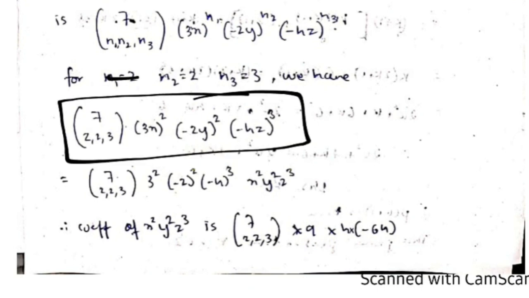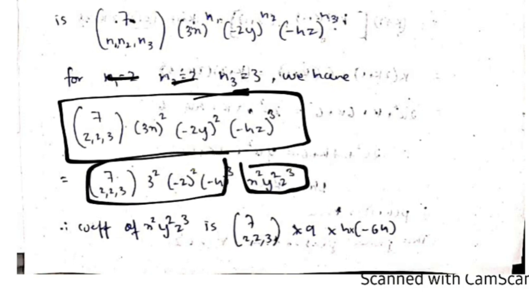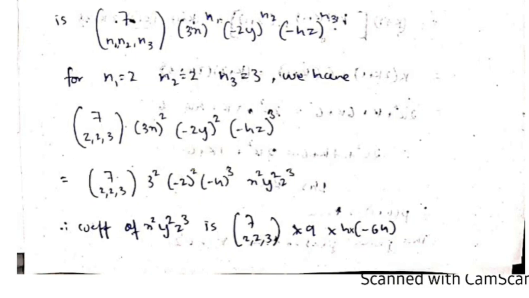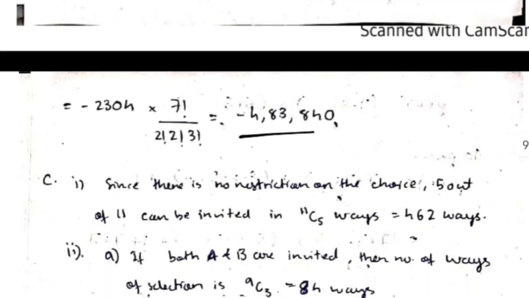After putting the values of n1, n2 and n3 here, we separate the coefficient part and the variable part, and we calculate this value. When we calculate, we get the final answer. Okay, this is the final answer.